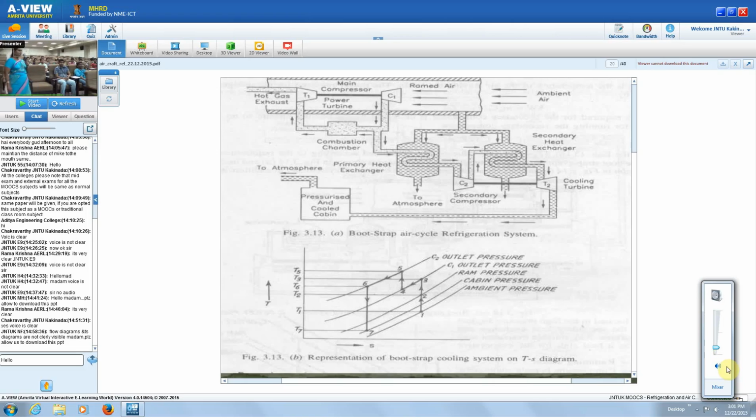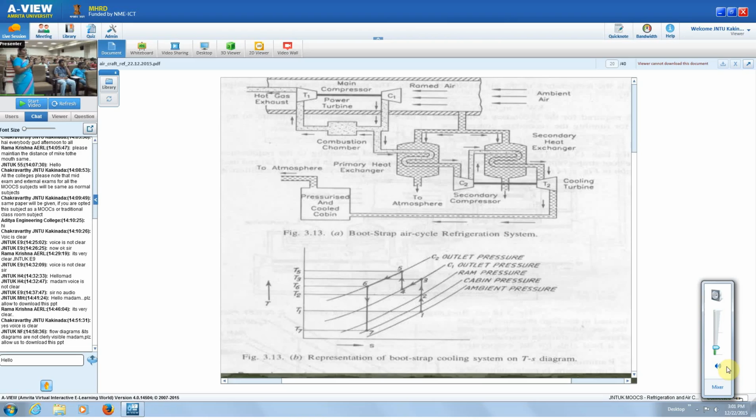Then 4-5 is again the compression in the secondary compressor. So with that we are able to increase the pressure and temperature, and the work available from the cooling turbine itself is used for running the secondary compressor. And again 5-6 is heat rejection in the secondary heat exchanger. Here also the rejection is to the ram air itself. Then 6-7 is isentropic expansion in the cooling turbine. So with that the second compressor, or the secondary compressor, is run.